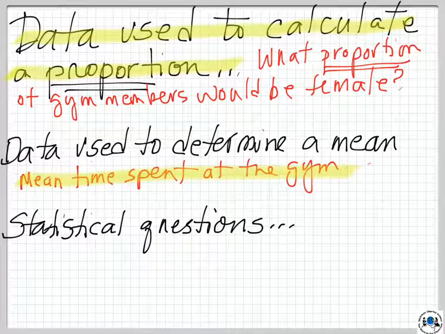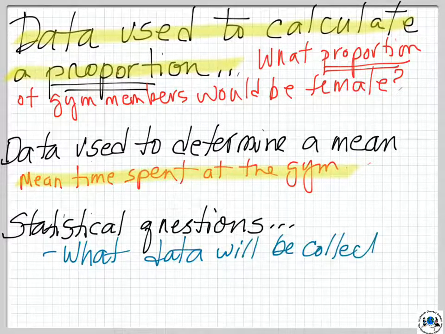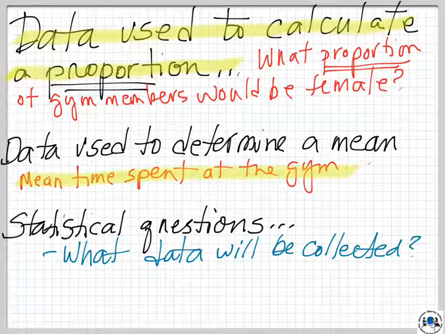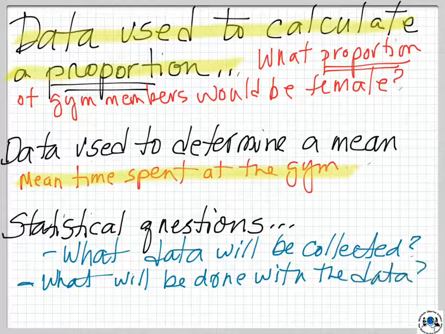Now we're going to look at a couple of statistical questions on the following page. We're going to consider what data will be collected. We have a statistical question, and we'll try to determine what data will be collected, and next, what will be done with the data. That's what distinguishes this idea of a proportion and a mean.